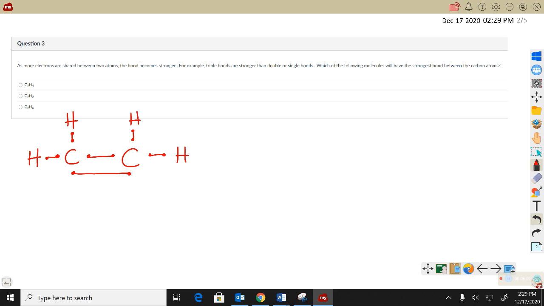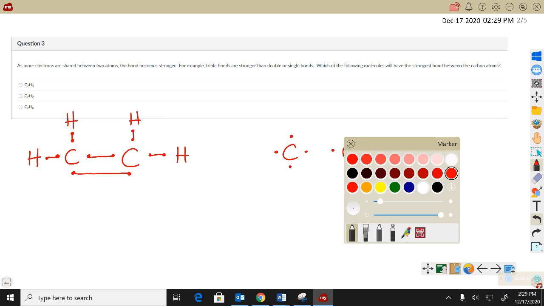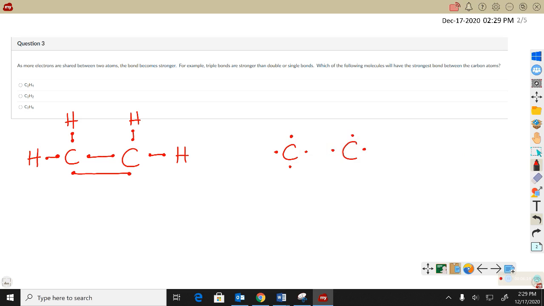And the second choice in the middle is C2H2. I draw my carbon with its 4 valence electrons. I bet you can see where this is going, right? 2, 3, 4. I might as well connect them somehow.